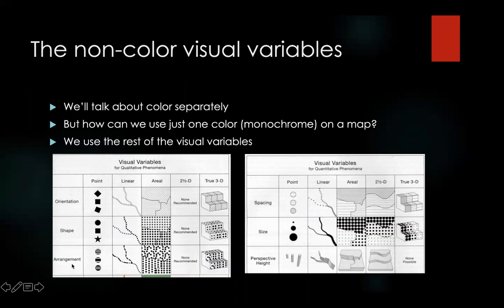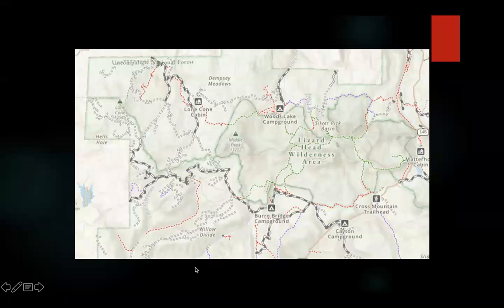Arrangement is often used to show different types of roads or trails, for instance. Here on this map, we have trails for different reasons. This might be a four-wheel drive road here, while this type of trail might be only for pedestrians. This trail might allow bikes, and this might be an area where you have to walk your bike or something like that.